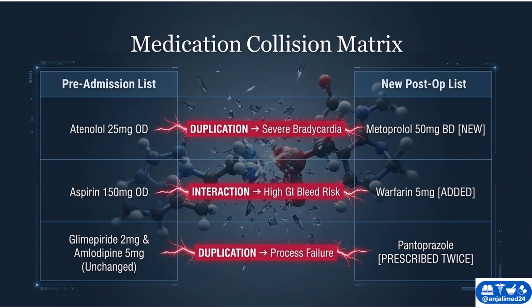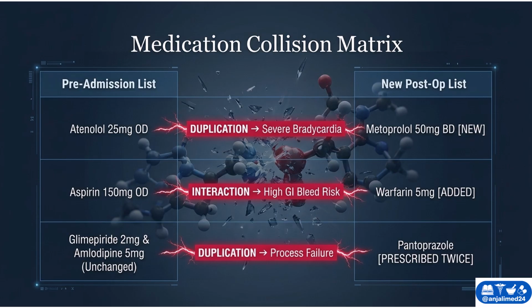First, look at the cardiovascular medications. Before admission, the patient was already taking atenolol 25 milligrams once daily for blood pressure control. After surgery, metoprolol 50 milligrams twice daily was added. Both drugs are beta blockers. Without identifying and discontinuing the older medication, the patient may unknowingly take both simultaneously. The result is severe bradycardia, hypotension, dizziness, syncope, and potentially life-threatening cardiac depression. This is a classic therapeutic duplication error.